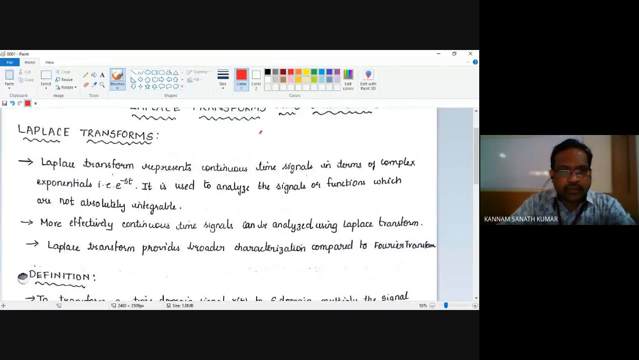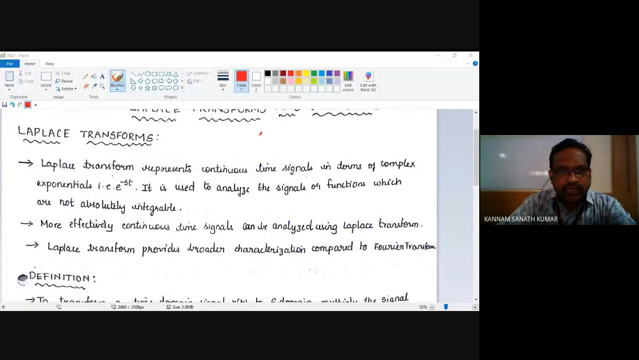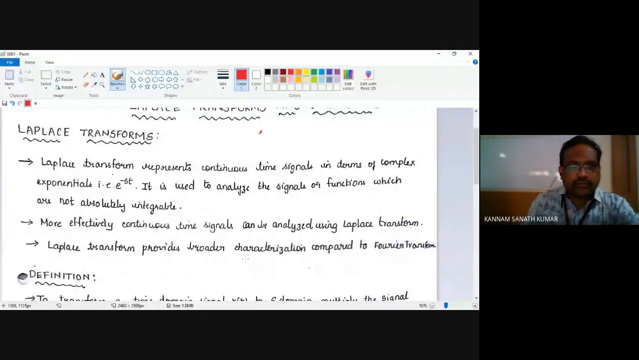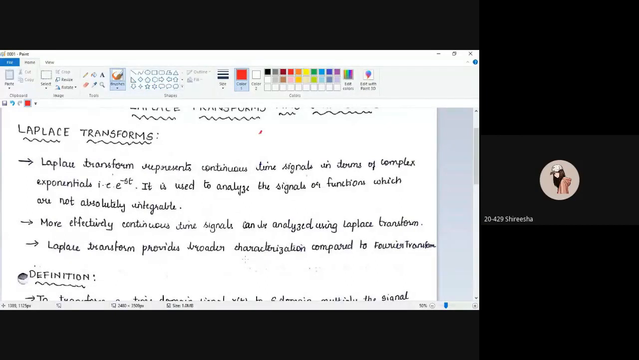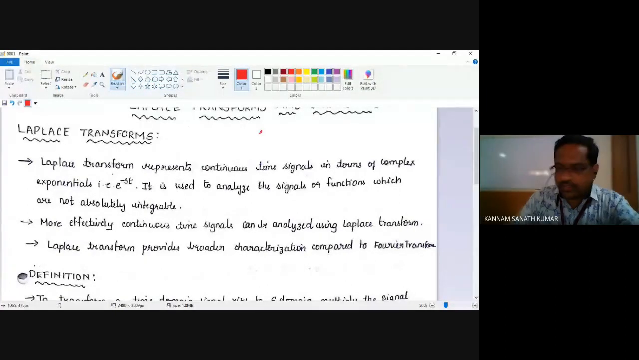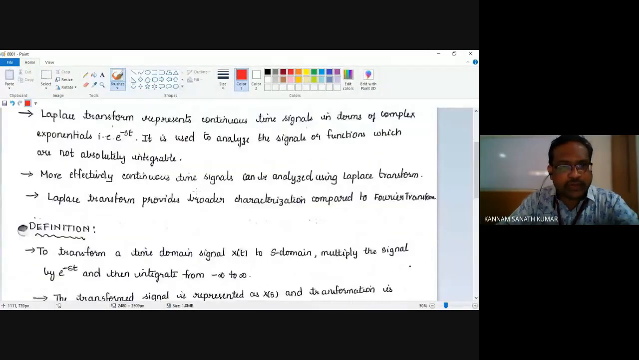Can you see this sharing? Yes, sir. I opened this in Paint, that's why. In the image I'm not able to edit this, that's why I opened it in the image file.